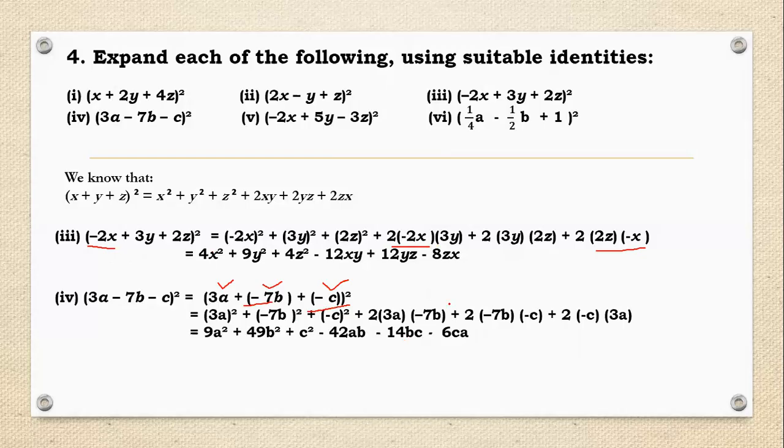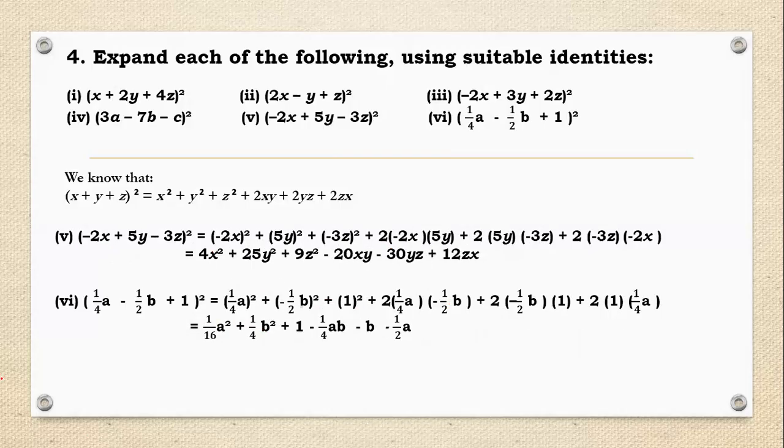Now next we have the fifth and sixth part. Again we have rearranged them according to the terms here, and then we have solved it. You can see the solution here in the fifth part. What we have here is 4x square plus 25y square plus 9z square minus 20xy minus 30yz plus 12zx. So here the multiplication of integers with their signs is very important. You need to be very strong at multiplication of integers while doing such algebraic expressions and questions. So the sixth part, again we have a fraction value, that is 1 upon 4a, the first term.